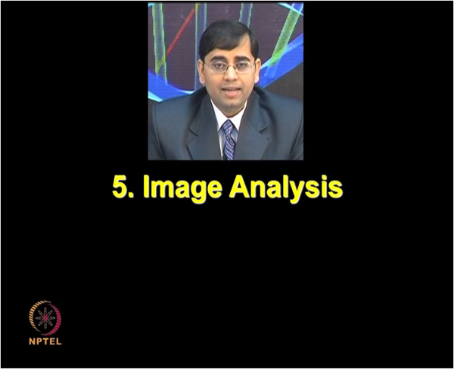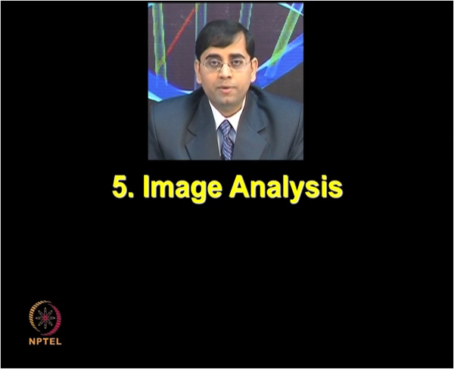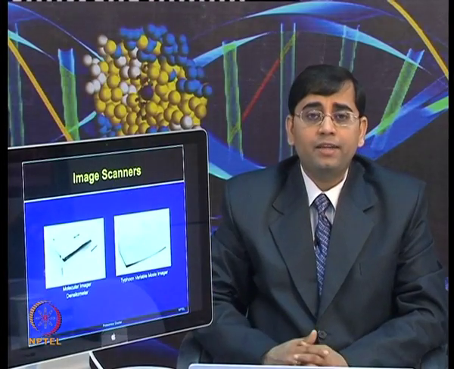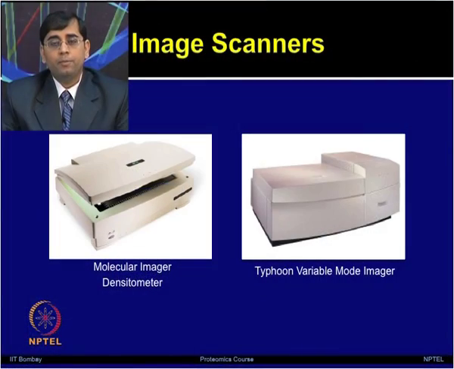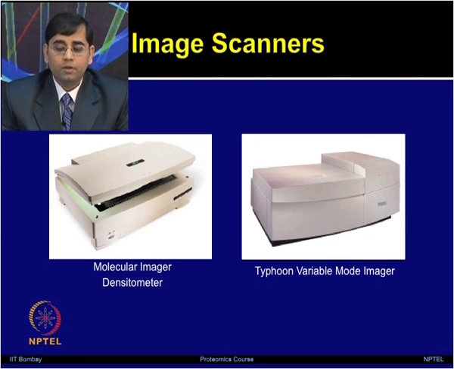So, now let us see how we acquire these images and what types of scanning methods are available. Image analysis is another very important aspect of the two-dimensional electrophoresis workflow. There are different types of image scanners available from different vendors, such as the one I have shown here, molecular imager, densitometer, and the Typhoon variable mode imager. There are many staining image scanners available.